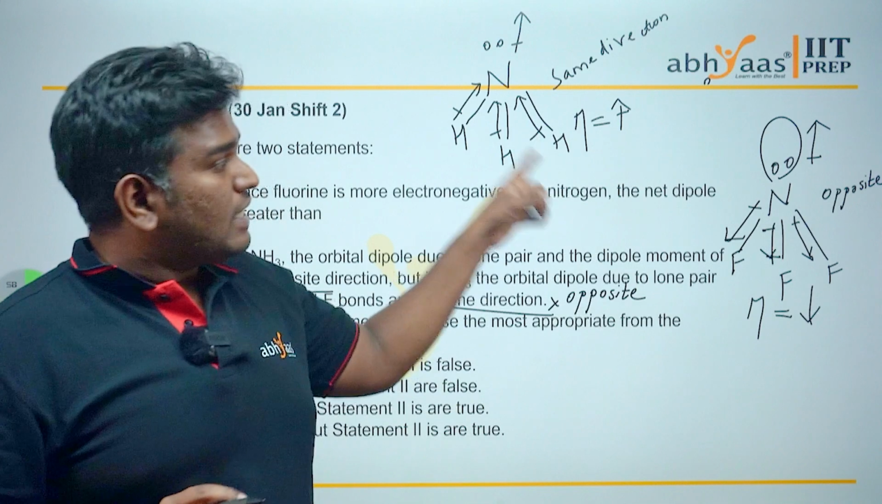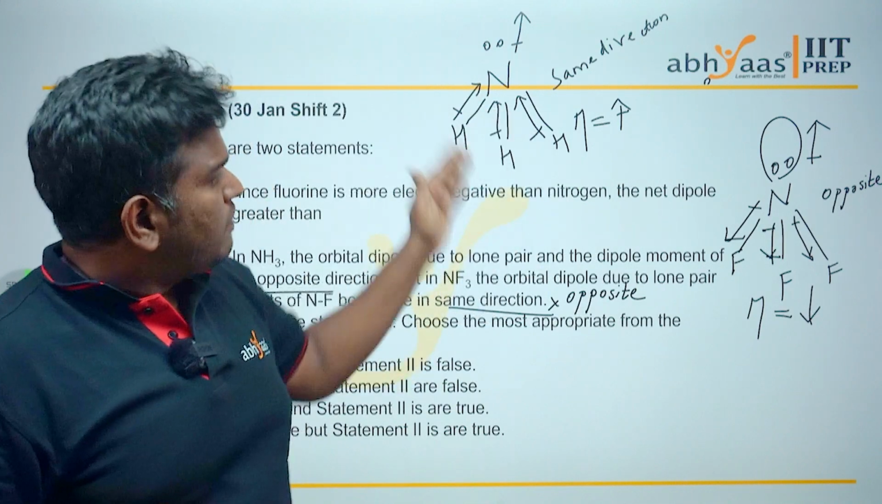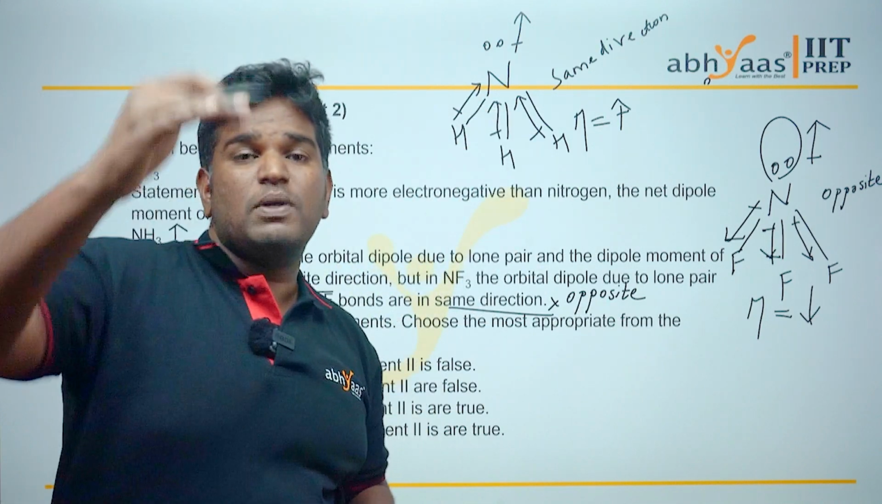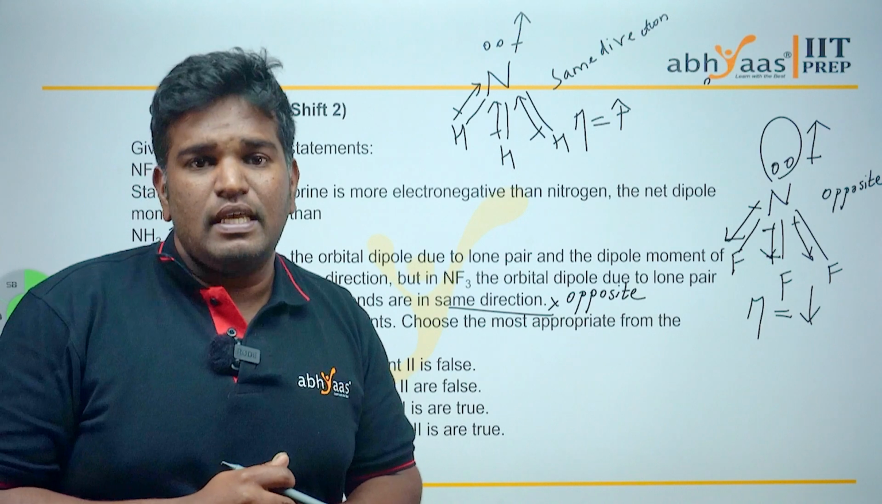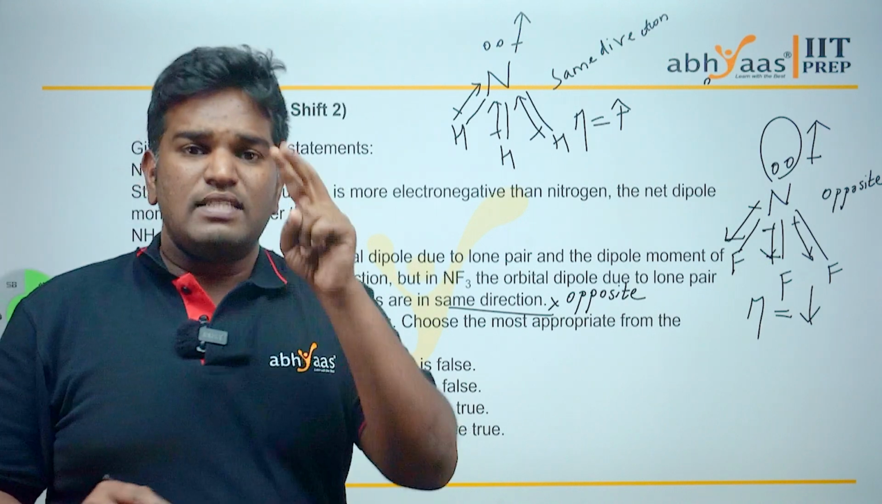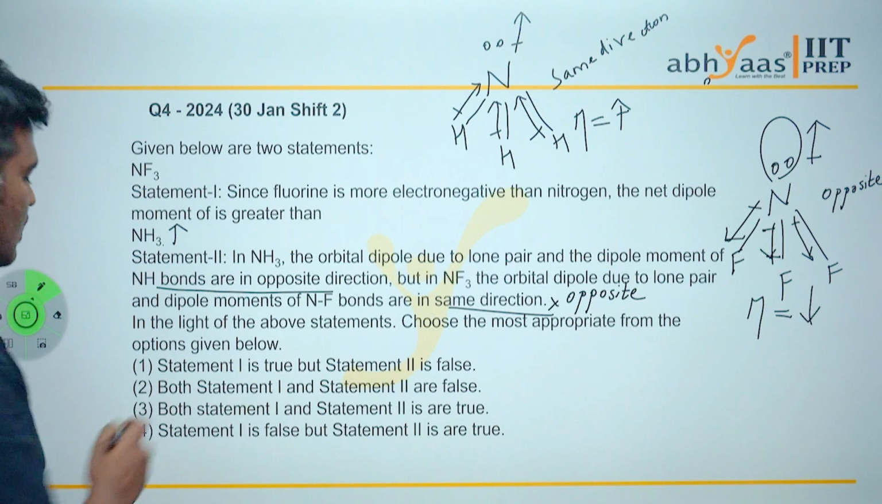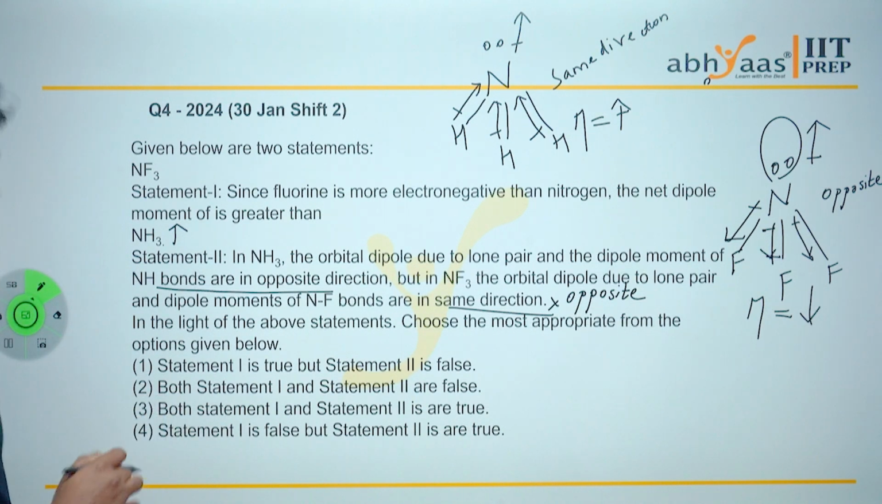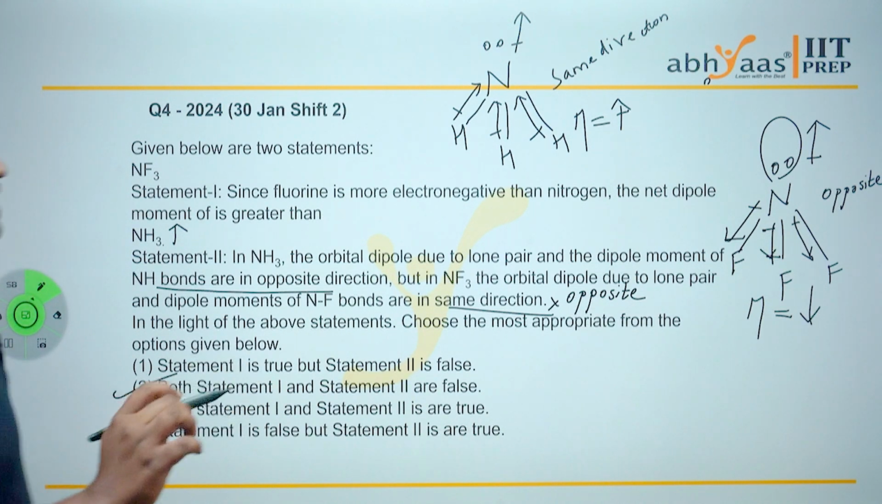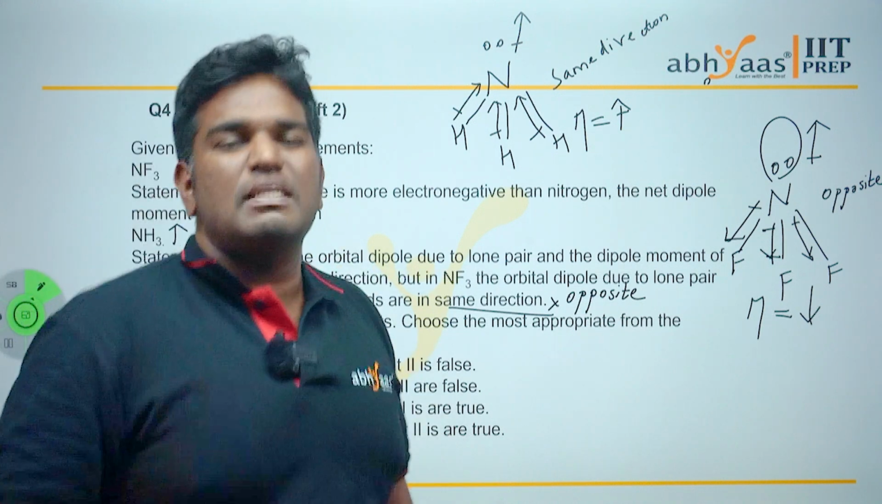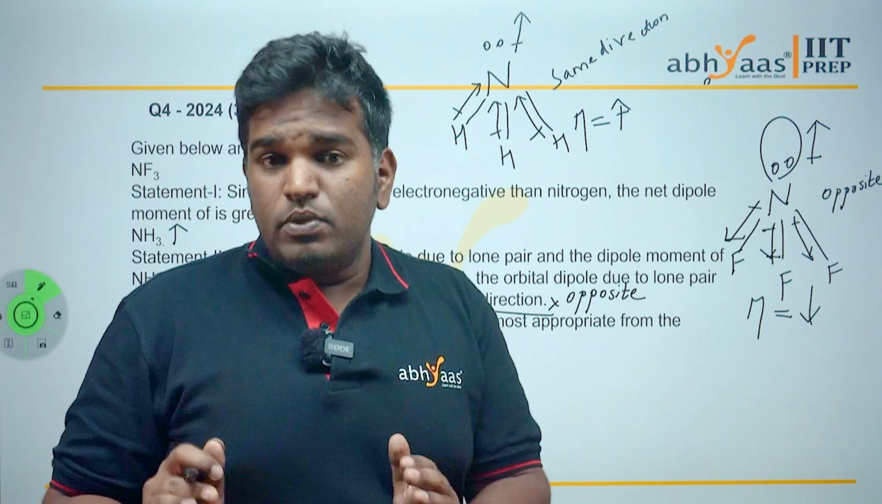Right, you have seen exactly what the structure of NF3 and NH3 is and how the dipole moment is acted. So the first statement as well as the second statement is wrong. So which one is the right answer? Both statement 1 and statement 2 are false. Right, so we have to say that both these statements are wrong. So I hope you understood this question.